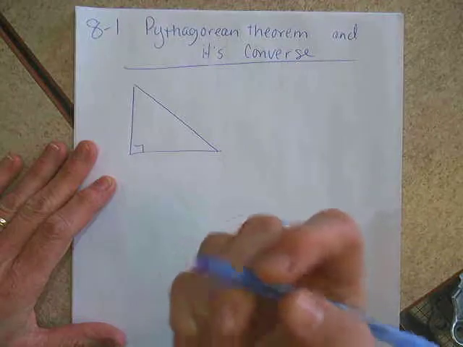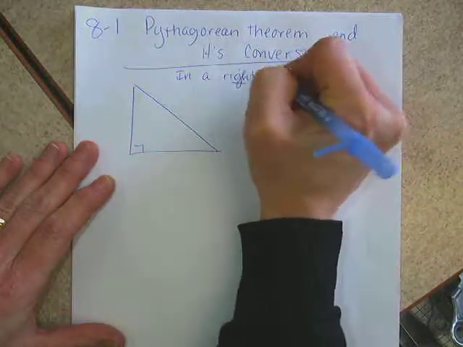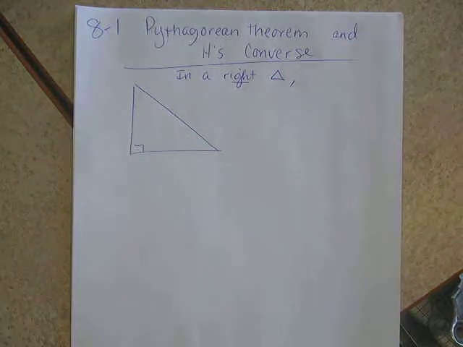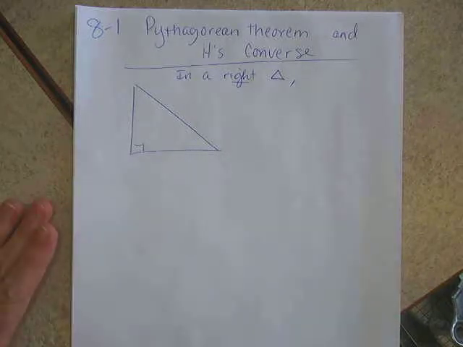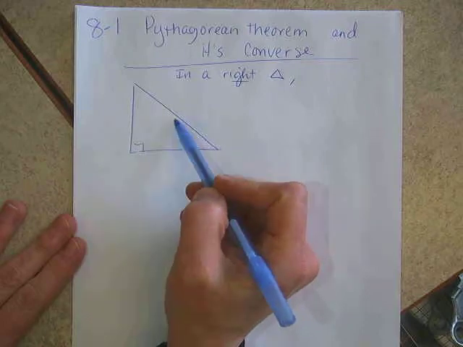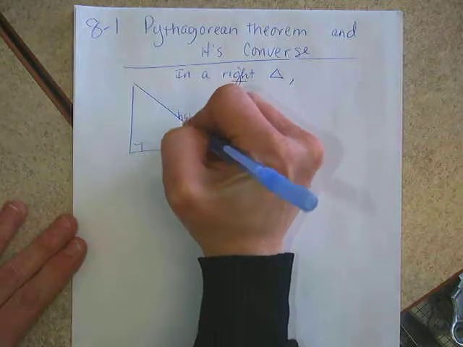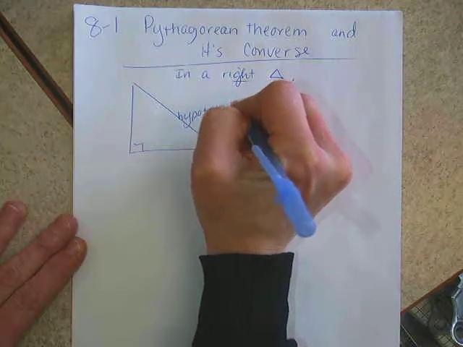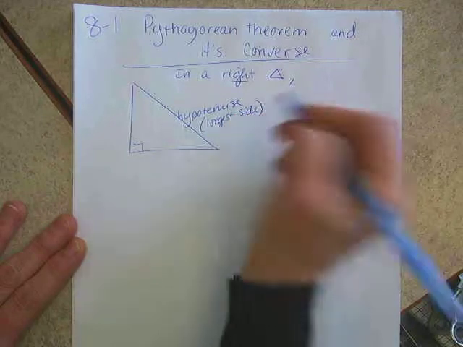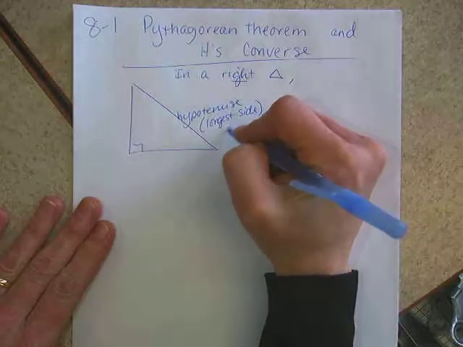Pythagorean theorem only works for right triangles. So if you have a right triangle, part of what you need to be able to do is identify the specific parts. The longest side, which is directly across from your right angle, which would be the biggest angle, is the hypotenuse. Okay. Has to be across from the right angle.